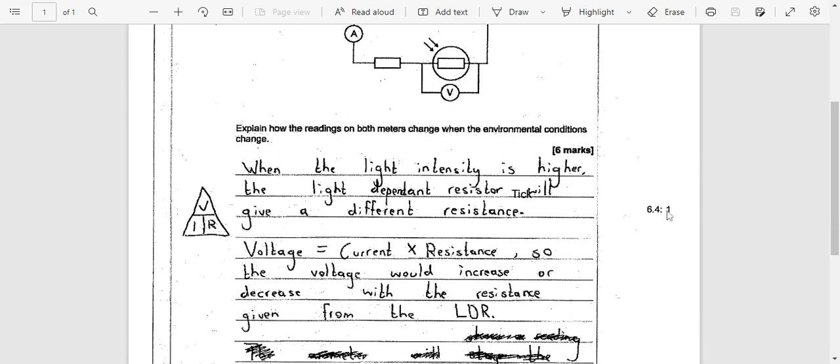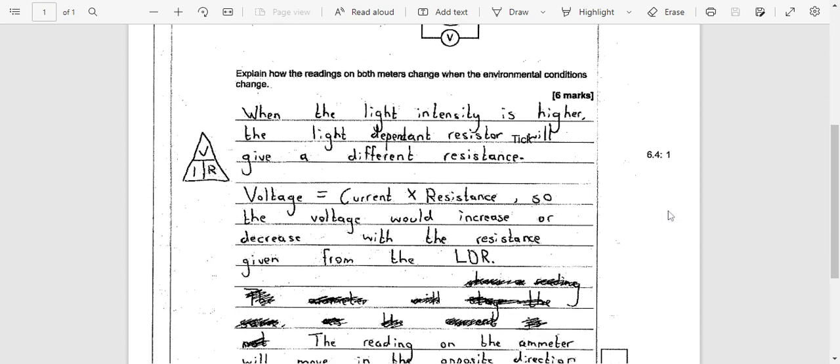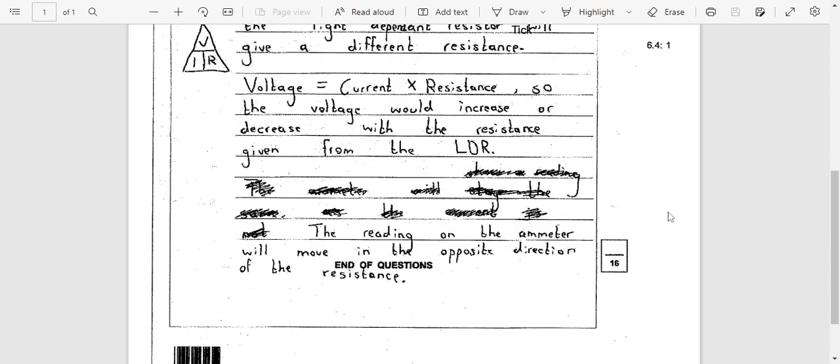So they said when the light intensity is higher, the light dependent resistor will give a different resistance. Voltage equals current times resistance. So the voltage would increase or decrease with the resistance given from the LDR. The reading on the ammeter will move in the opposite direction to the resistance.